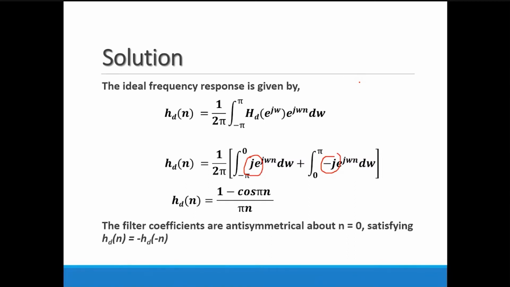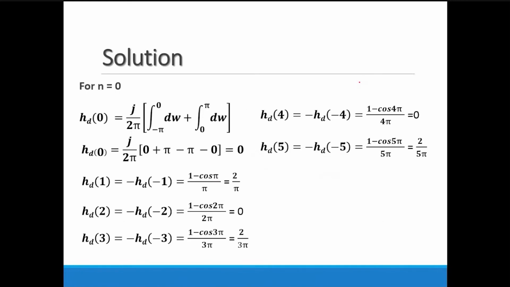Okay, now for n is equal to 0, I'm writing this answer over here. HD is 0. So apply the values for this first case. HD is 0. So j upon 2 pi integration from minus pi to 0 d omega, and then next is integration from 0 to pi d omega. So when you simplify this, you are getting the value of HD 0 over here. HD 1 value is 2 upon pi.